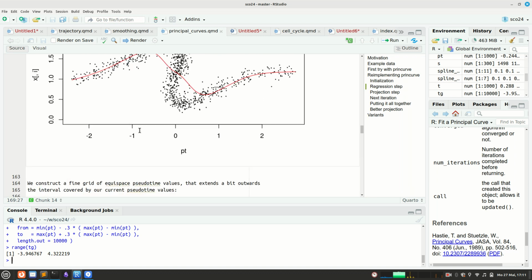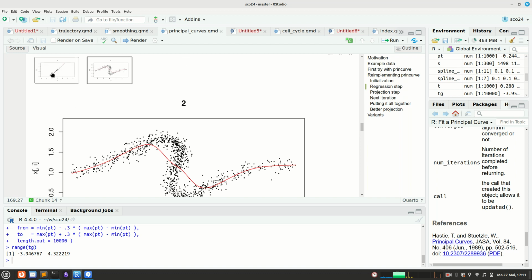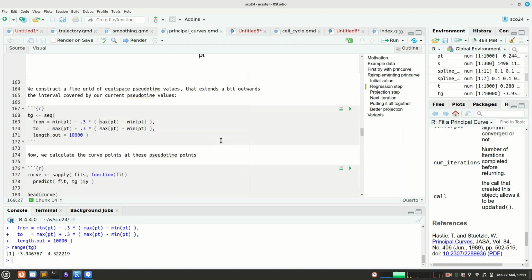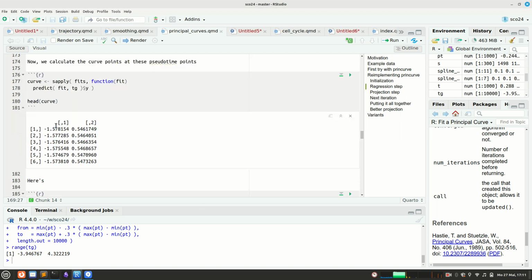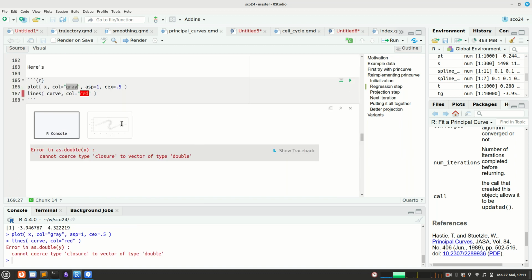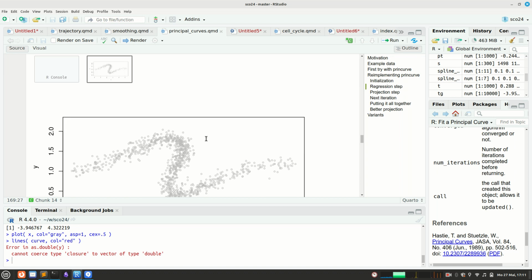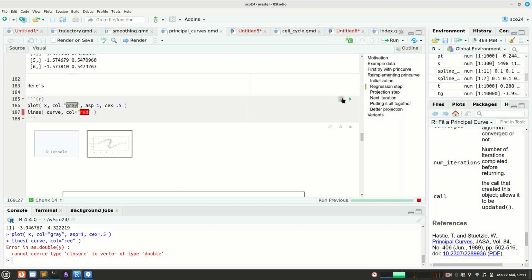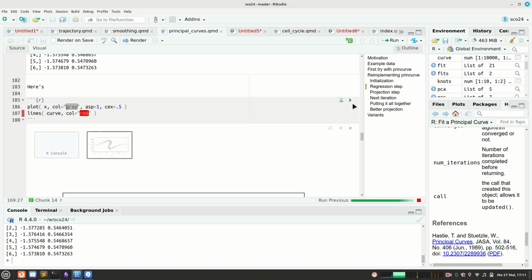And I evaluate my two splines, this spline here and that spline, so these two red lines, I evaluate them in all these values. And I get here these 10,000 coordinates. And these 10,000 coordinates I can now plot. And why doesn't this ever work?